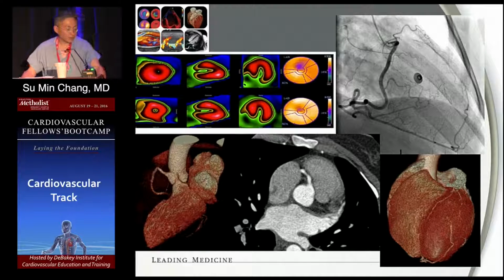If you look at the 3D rendering of the CT carefully, I can't make it. Do I have a pointer here? Okay. You can move the mouse to point.